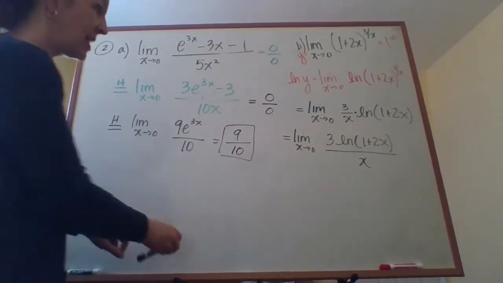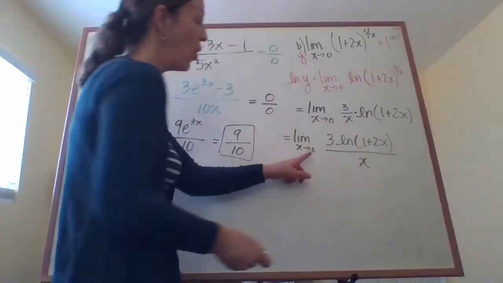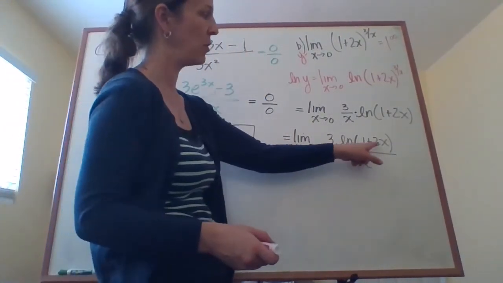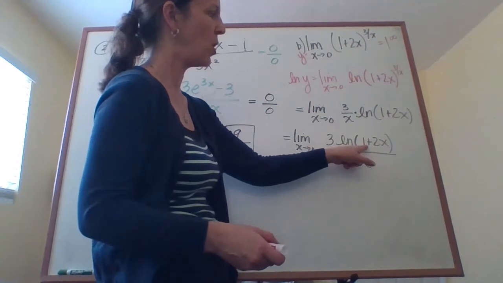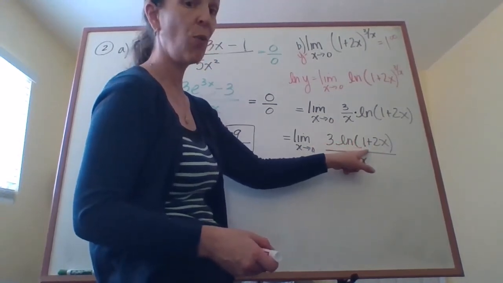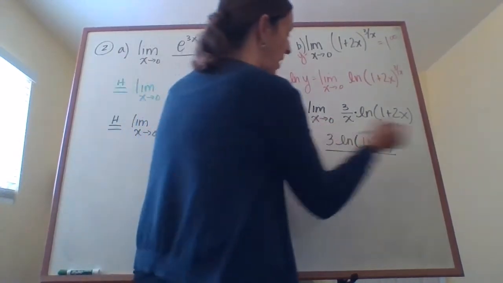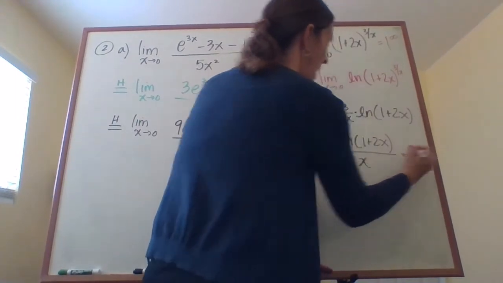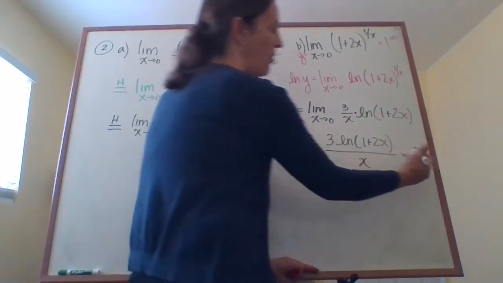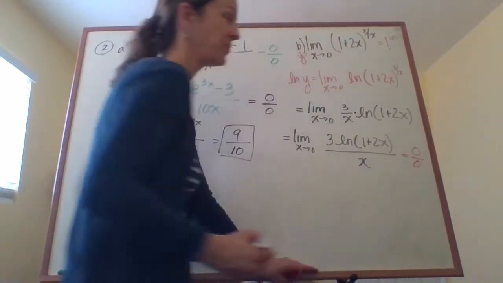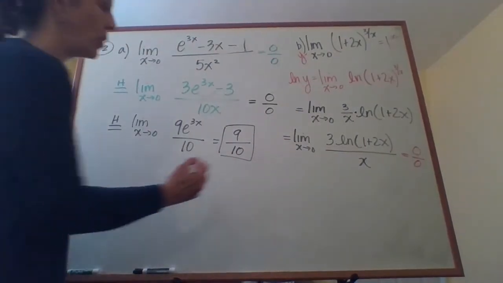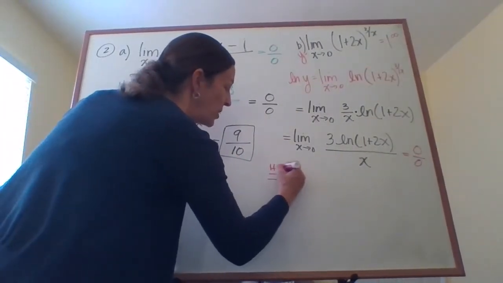So let's test to see if it's in indeterminate form. What happens as x goes to 0? Well, 2 times 0 is 0, plus 1 is 1. The natural log of 1 is 0 times 3. I've got 0 on the top. And as x approaches 0, I've got 0 on the bottom. That means I'm an indeterminate quotient, so I can use L'Hopital.